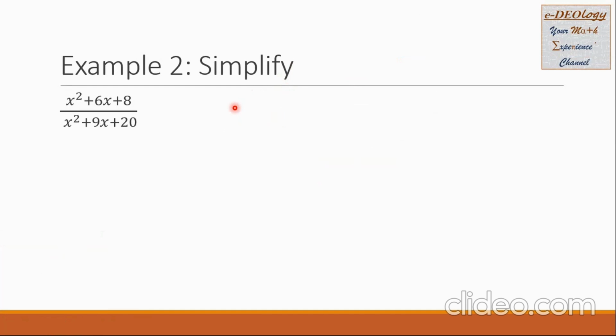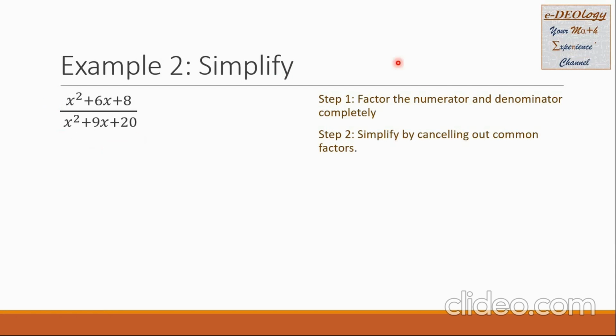Let us have example 2. Simplify the rational expression. The numerator is x squared plus 6x plus 8 all over the denominator x squared plus 9x plus 20. I wrote the steps on this side. Let us now do step 1. Factor the numerator and denominator completely. The numerator becomes x plus 2 times x plus 4. The denominator is factored out into x plus 4 times x plus 5.